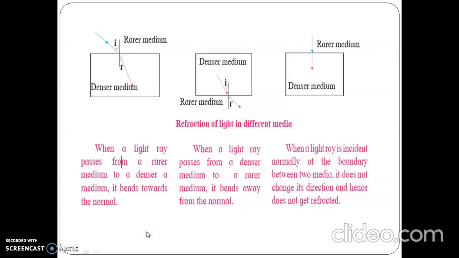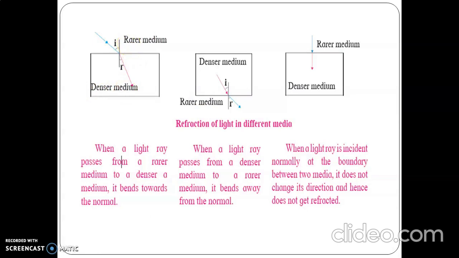Now these are the three situations which are again very important for you to understand, because based on this we will be studying certain phenomena of nature, how refraction takes place in different media. Now here two words you can see, rare medium and denser medium. What is the meaning of rare? Rare means the particles are far away.